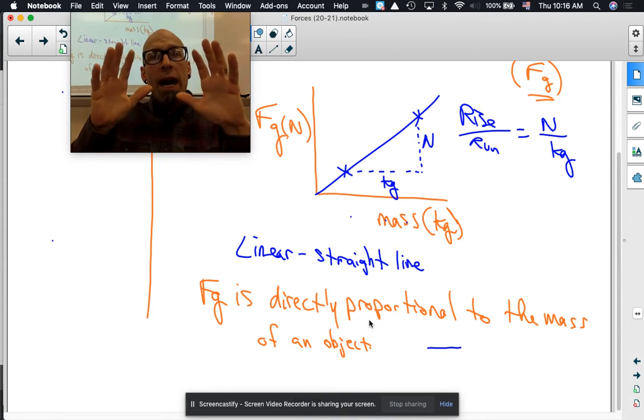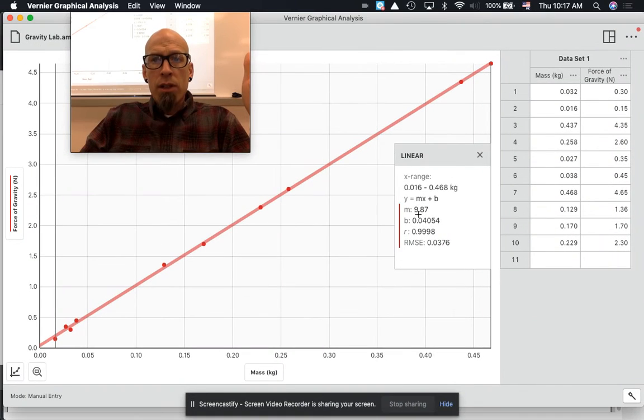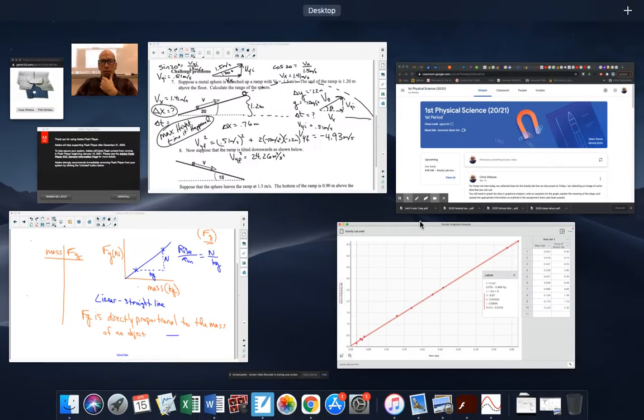Now, I asked each group to write out the equation of their line, which, when you look at graphical analysis, we have some information in the box here. We have an m for the slope and a b for the y-intercept. The y and the x are what? Well, force of gravity and mass. So we have a y and an x variable, but then we also have an m and a b. You're supposed to then be able to write out the equation for the line based on this graph from graphical analysis.